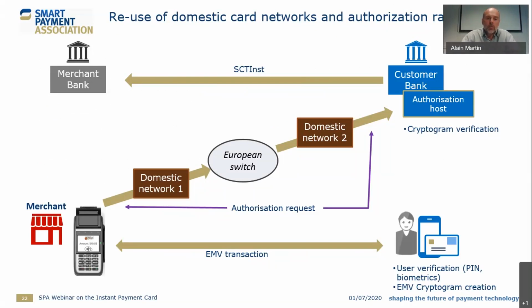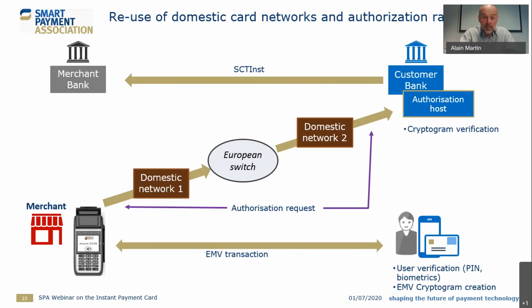This method reuses domestic networks, and if, for example, the customer is from another country and is traveling to and paying at a merchant in a distinct country, then there will have to be some interconnectivity of domestic networks. And these domestic networks will, like they do today, route authorization requests, which are no longer authorization requests per se, but they'll be reusing those protocols in order to reach the customer bank.